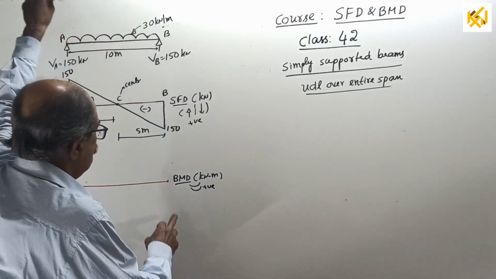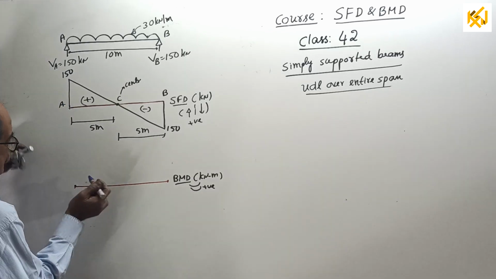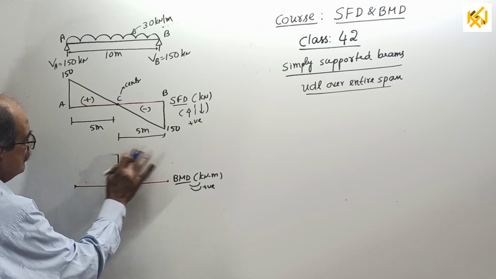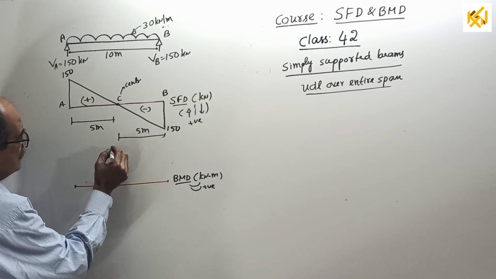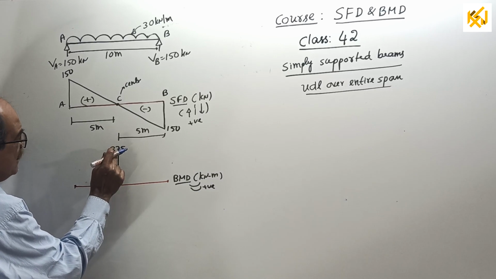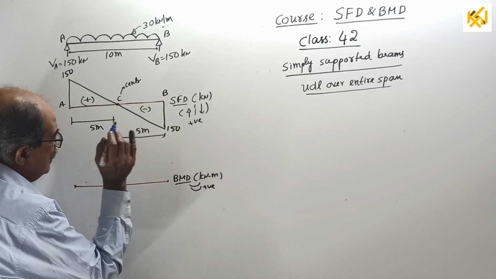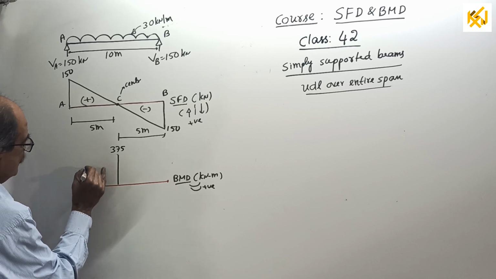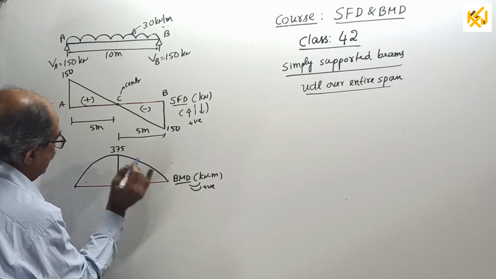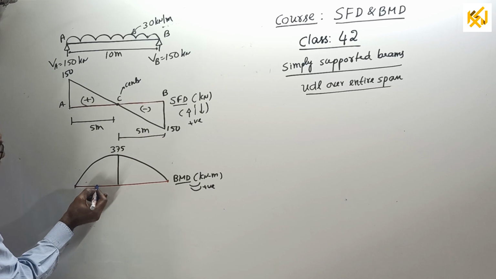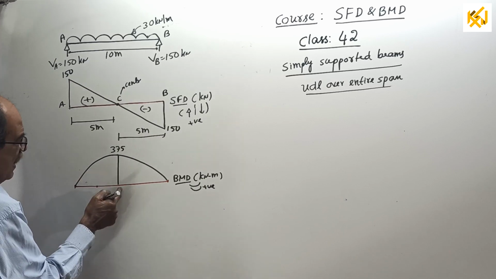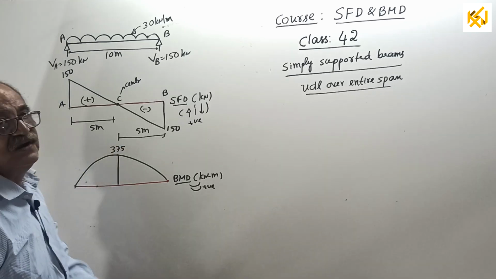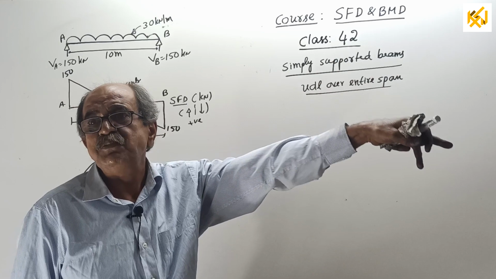So this is a BMD, sagging positive. See, 0 here, 0 here. Center is maximum, 375. Should not write kN meter because already you wrote here. Now, join by parabola. Reason told. Smoothly drawn. Remember now, if you find the ordinate here at a quarter span, that BM will be 3/4 of this value. This I will tell you in objective type questions later.